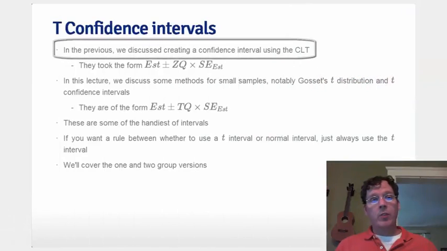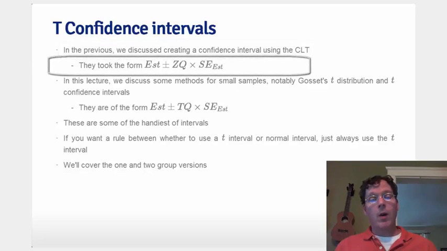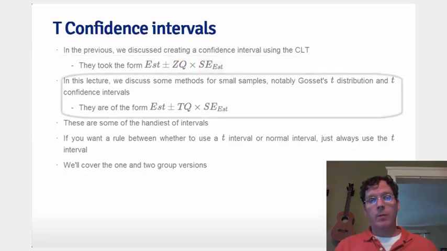In the previous lecture, we discussed creating confidence intervals using the central limit theorem. All of the intervals we discussed took the form of estimate plus or minus a quantile from the standard normal distribution times the estimated standard error of the estimate. In this lecture, we're going to discuss some methods for small samples. Notably, we're going to talk about Student or Gosset's t-distribution and t-confidence intervals.